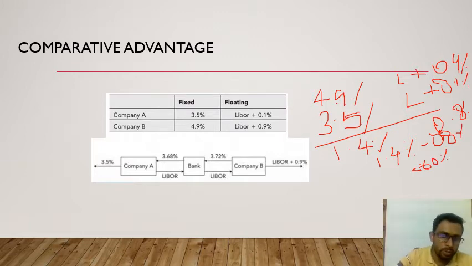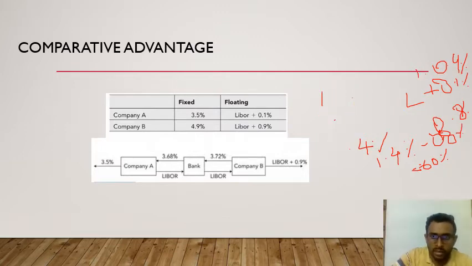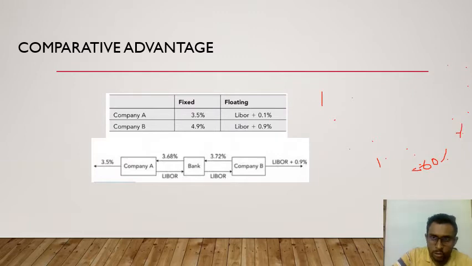So this is the profit we can make using this arrangement if we have a comparative advantage in certain markets. How we make this 0.6% depends upon how we apportion the profit. Here I want to apportion the profit equally between company A and company B. So this is the arrangement I will make. It is pretty straightforward.